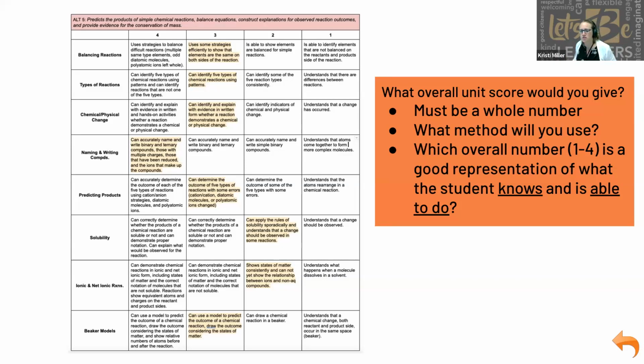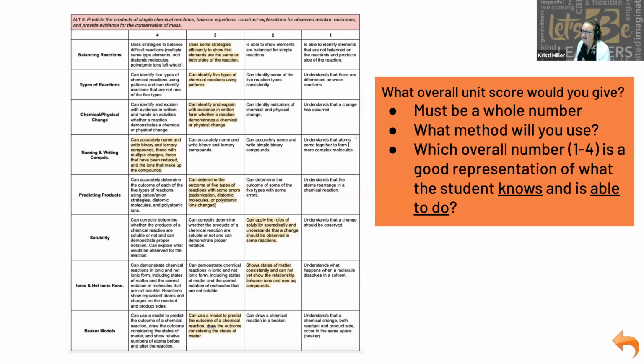Like if you get a 2 on solubility, can you be proficient in this unit, right? Those are the conversations that we have. So if I stand back, I feel like the student is mostly 3s here. Maybe solubility and net ionic are smaller things. I'm not as concerned about those. And so overall, I might give the student a 3.